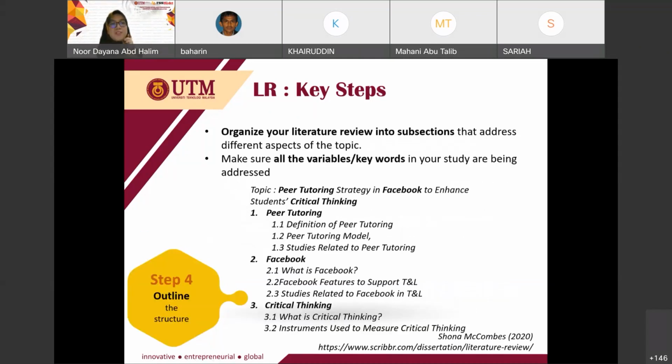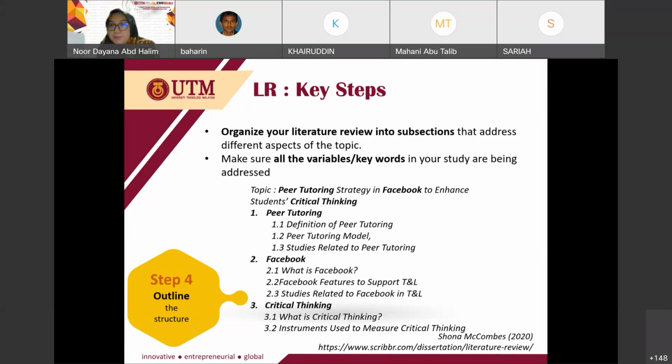Okay, so for step 1, outline the structure. Okay, after you get all the sources, you have organized them, and then you find all the gaps in the papers. So now is the time for you to outline it to write in your thesis. Okay, organize your literature review into subsections that address these different aspects of the topic. Make sure, okay, this is important, make sure all the variables or keywords in your study are being addressed.